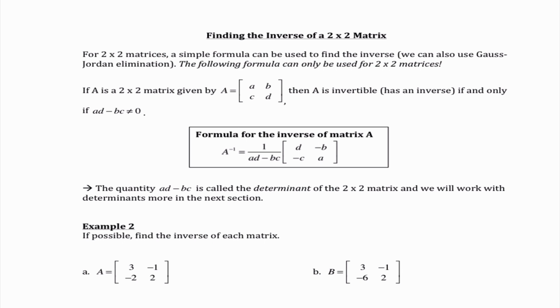If A is a 2 by 2 matrix given by A equals A, B, C, D, then A is invertible if and only if AD minus BC is not equal to 0. So that is our formula here, and I'll teach you guys the other way as well, so it really will be up to you as to what you want to do.